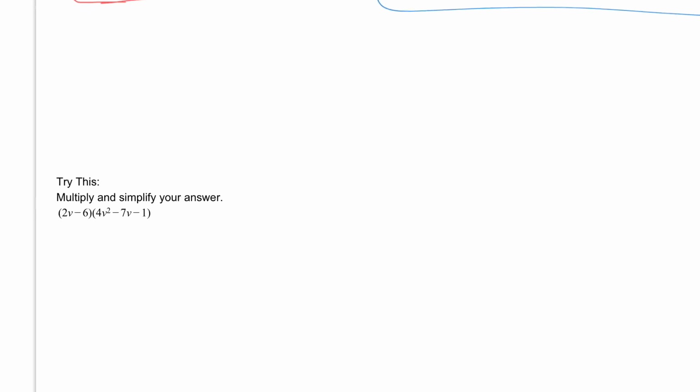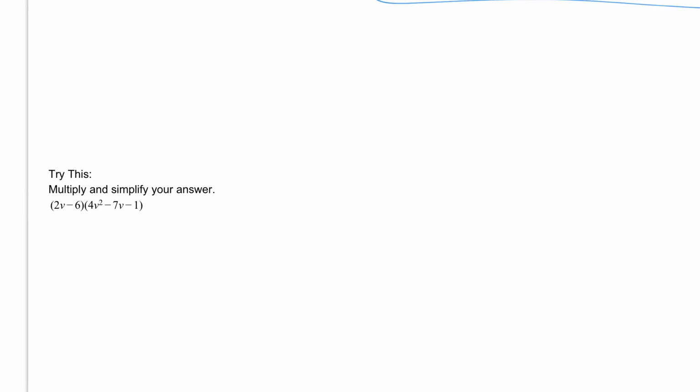Next, I would like you to try this. So pause it now, unpause it when you're ready to check your answer. If you did try this correctly, you should have ended up with 8v to the third minus 38v squared plus 40v plus 6. Let me know if you have any questions.